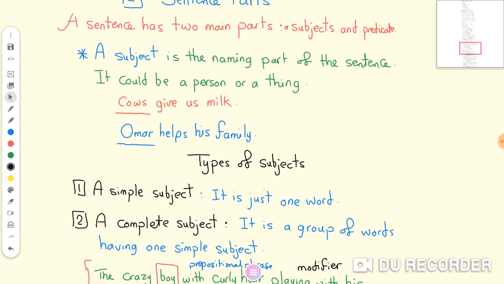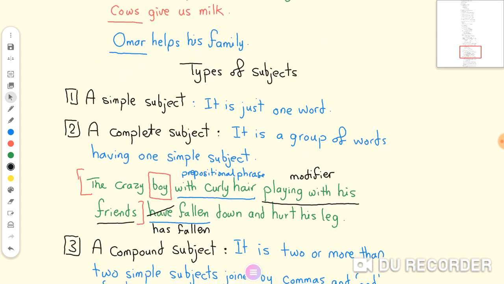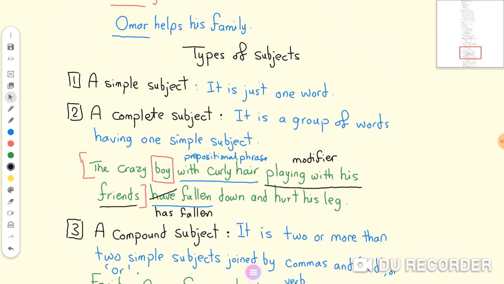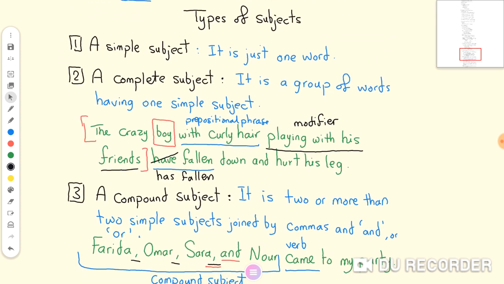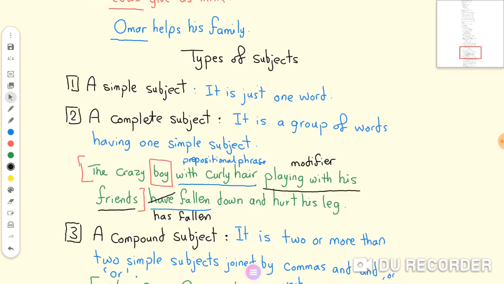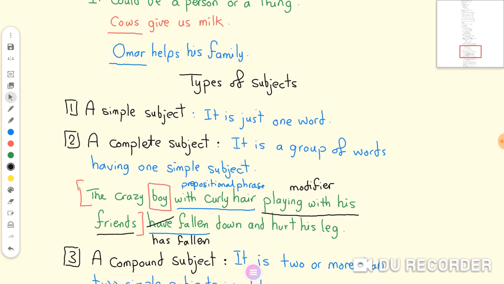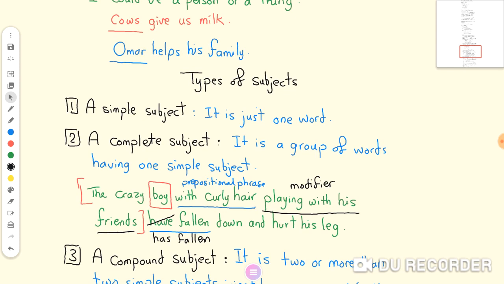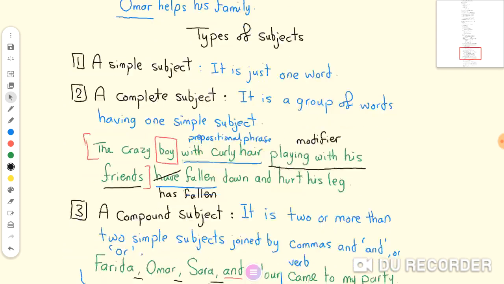And the subject in a sentence could be of three main types. So, types of subject. It could be a simple subject, a complete subject, or a compound subject. A simple subject is just one word, like in the previous sentences, "Omar helps his family." "Cows give us milk." The simple subject is just one word that comes before the verb, cows and Omar.